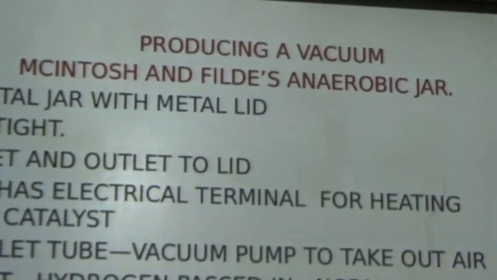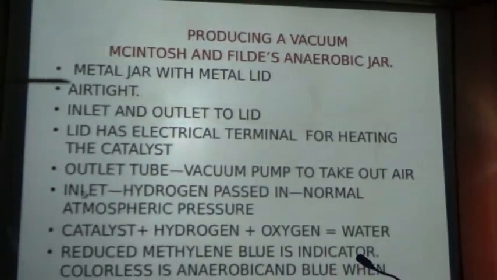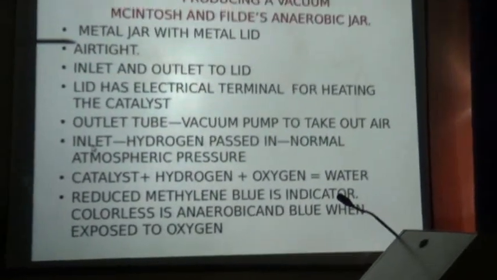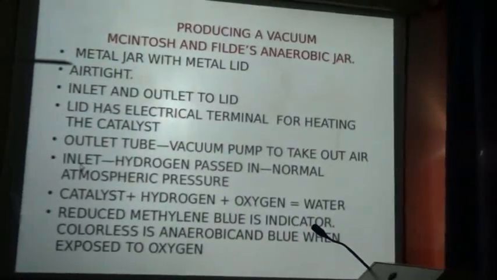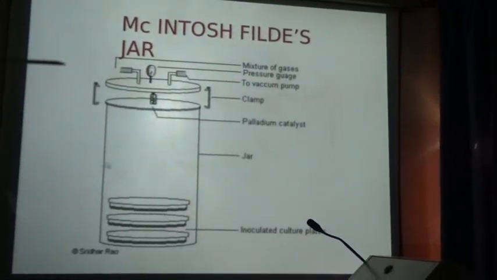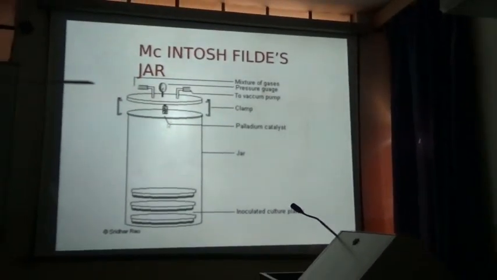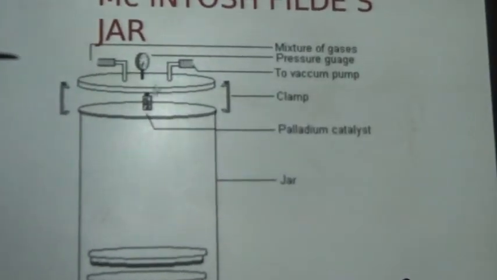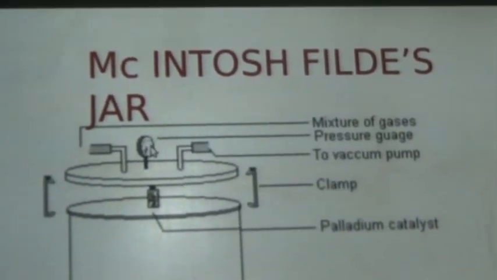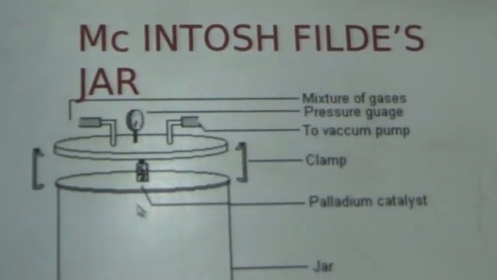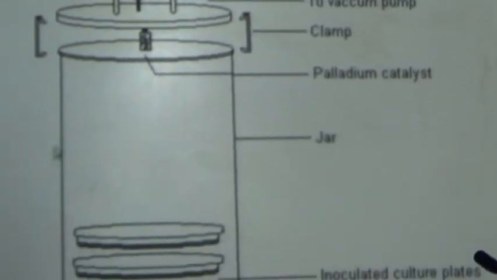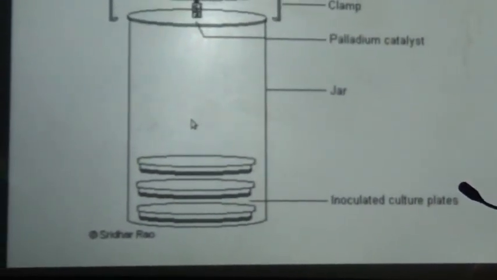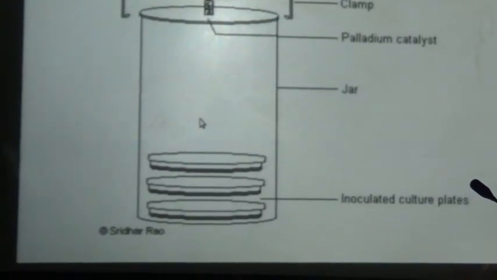This is the McIntosh and Fildes jar. I shall be talking about this in the practical aspect, where I will demonstrate how this McIntosh and Fildes jar works. This is the jar, a metal jar having a lid which is made airtight, and it has one inlet and one outlet and a pressure gauge to show there is no gas, oxygen, or air inside. The working of this jar I will be discussing in the demonstration part.